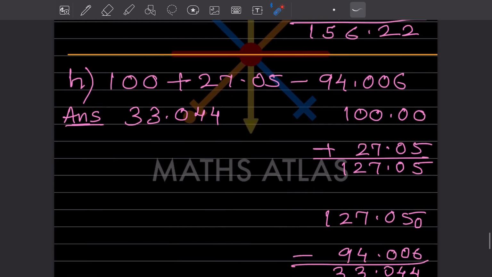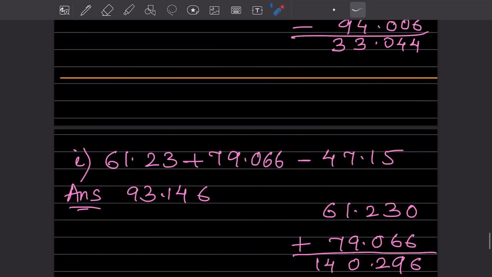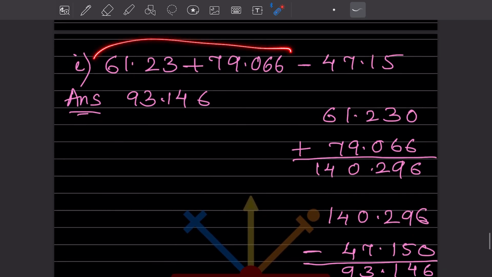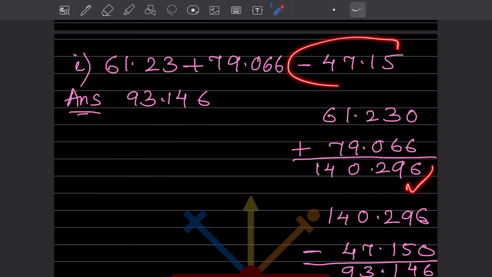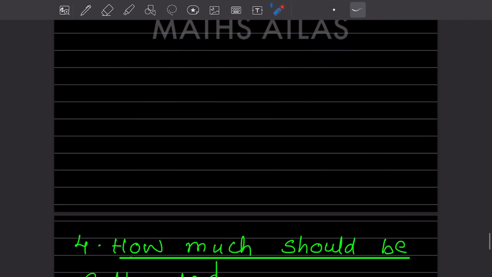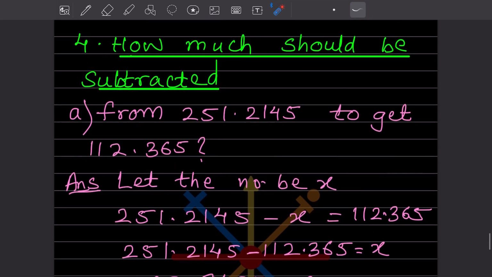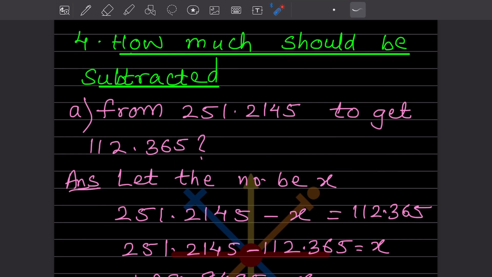Now again here, I added these 2. So this is the answer, and then this should be subtracted, minus 94.006. Again here the same, this you will add, and this you will minus 47.15, you are going to subtract it. So now here, look at this problem, that how much should be subtracted.